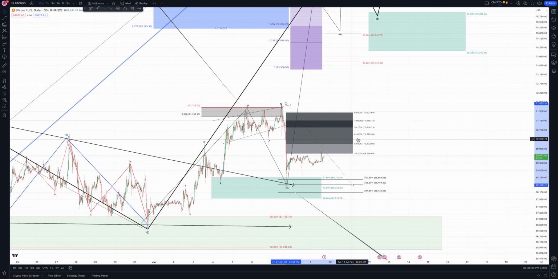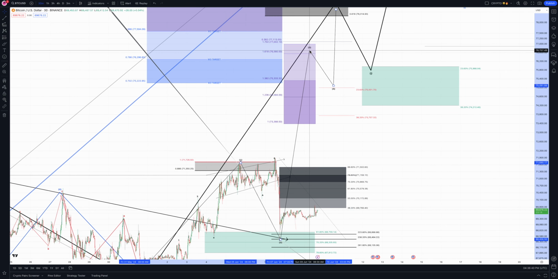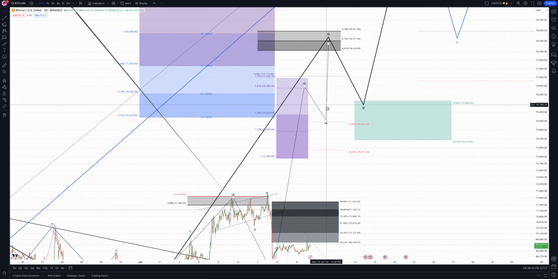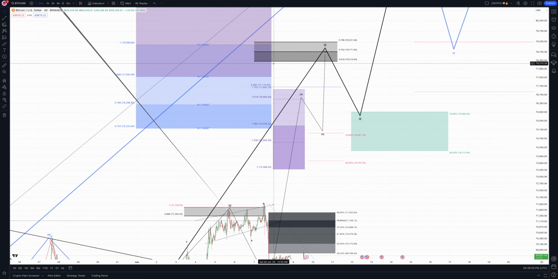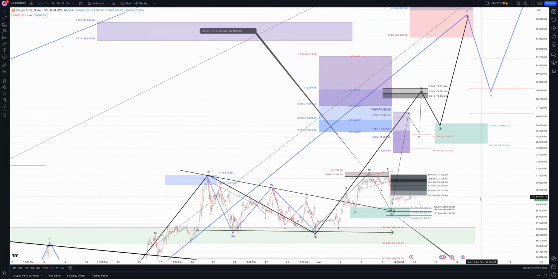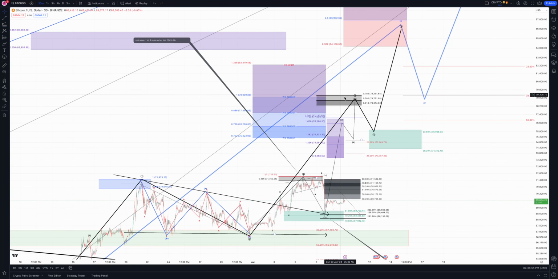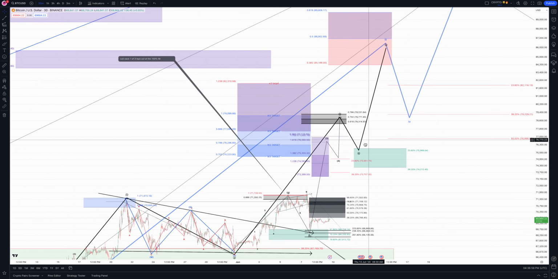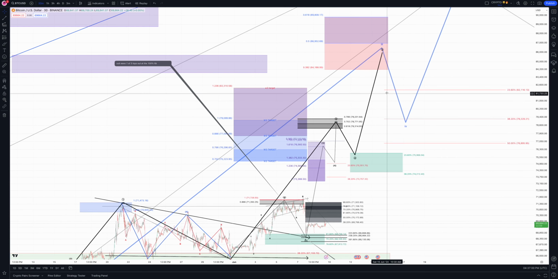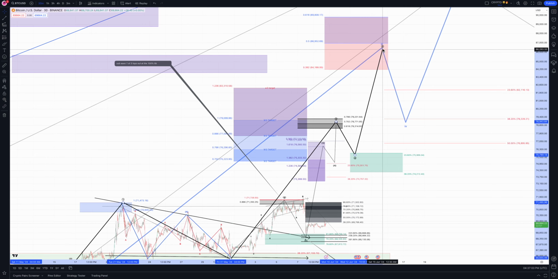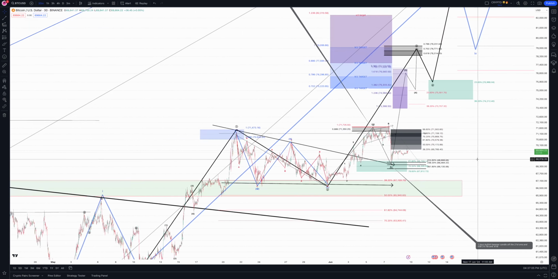Getting above this level over here at 70,868 would be bullish confirmation of the next leg higher, and it would likely be our subwave 3 of 3. Then we come down for a subwave 4 of 3, and then we have a subwave 5 of 3, likely coming to around that $80,000 region. Then we have a wave 4, and then a wave 5 likely to around 84 to 86,000. And we'll definitely tweak these waves as the price develops.